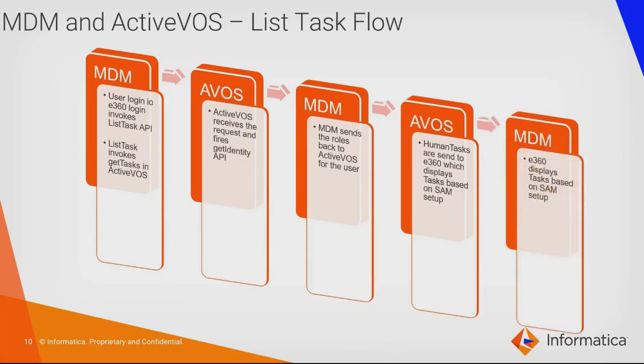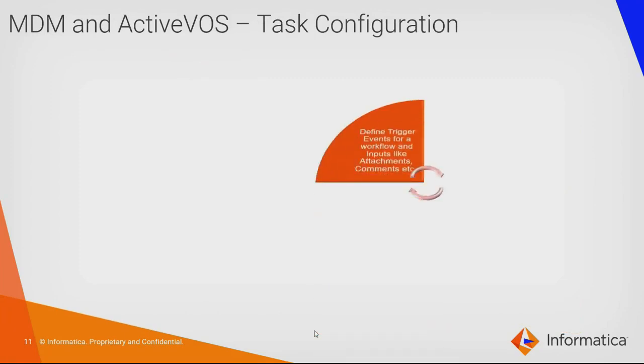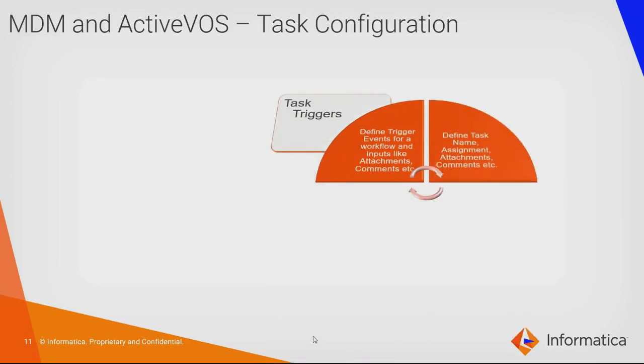So moving on to the next couple of slides, which we'll be covering during a demo as well. So we can quickly skim through these. These are the key concepts during task configuration, right? So these include task triggers, like on what events do you want to create a task, whether on a create BE or a merge BE, and what tasks will get initiated for that.